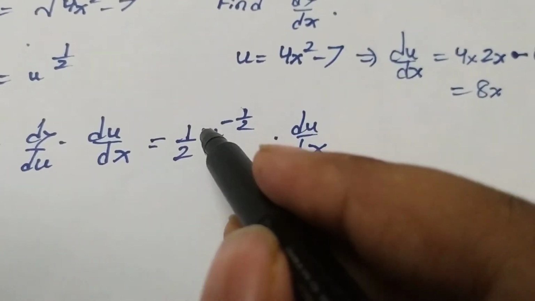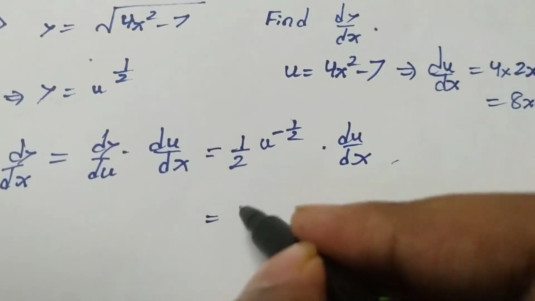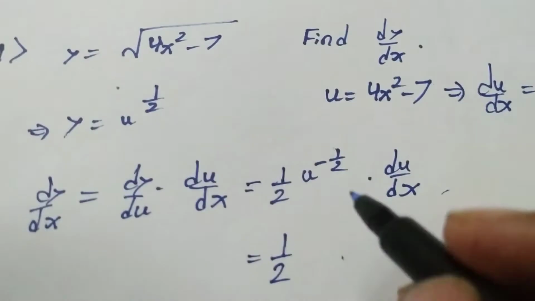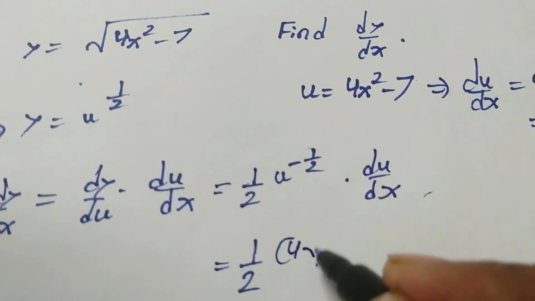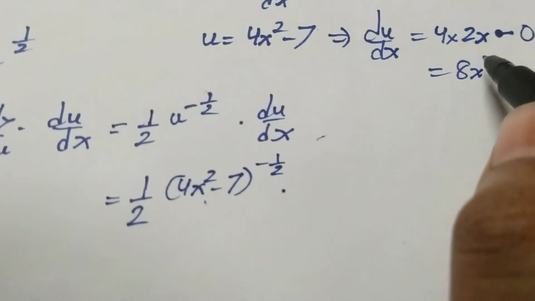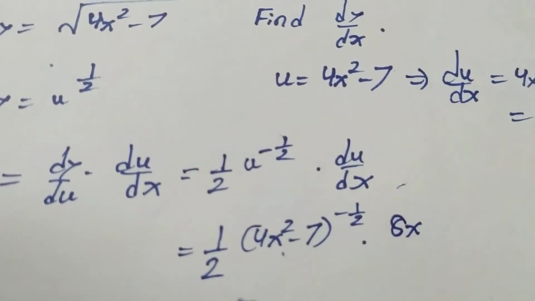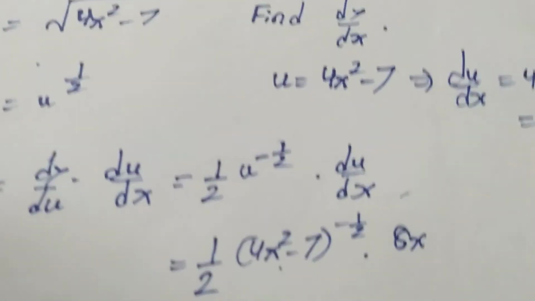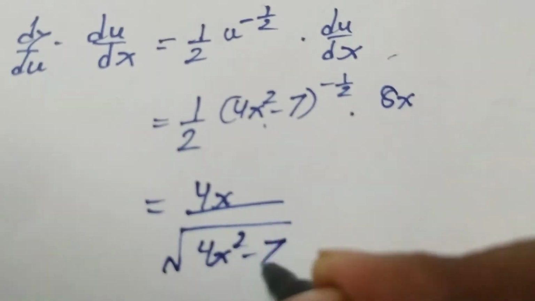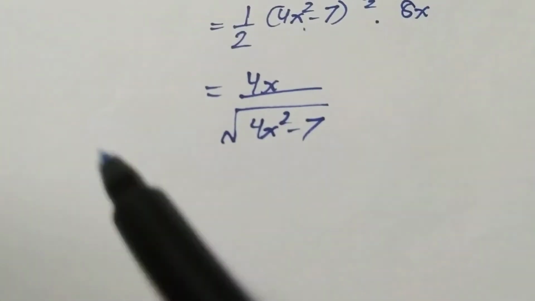Now we'll substitute u as a function of x and du dx as a function of x into this expression and we will get dy dx. So we have u as 4x square minus 7, so 4x square minus 7 whole to the power minus half, and du dx is 8x. Now 2 and 8 cancel. Therefore 4x divided by root of 4x square minus 7. Now this is the answer of dy dx.